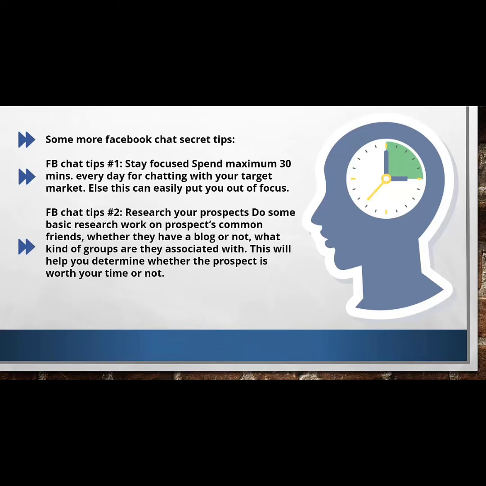Tip number 2, research your prospect. Do some basic research work on your prospects, like looking at your common friends or whether they have a blog or not. Now, when someone sends a Facebook friend request, the first thing I look at is our mutual friends. If I see that we have some good quality mutual friends, that's the only time I accept their request. The reason is because it talks a lot about their circle of influence, or the kind of marketers they mingle with.